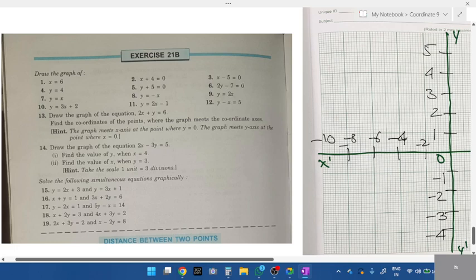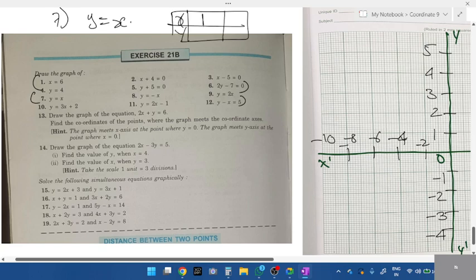Look, from 1 to 6, how many variables were there? How many alphabets were there? Only one. From the 7th one, how many alphabets are there? Two alphabets. What are the two alphabets? X and Y. Seventh question. Y is equals to X. Assume a value. See, draw a box like this. X, Y. Take one value.